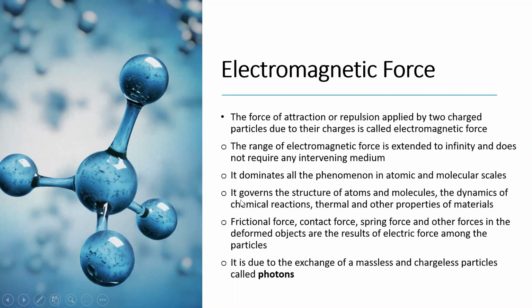Can you guess why it dominates all the phenomena in atomic and molecular scale? Why? What are atoms made of? Protons and electrons. Electrons and protons, both are charged particles, and molecules are made of atoms. So fundamentally, all matter is made of these charged particles, electrons and protons. So all the phenomena which we can observe are due to the electromagnetic force between them. So it governs the structure.